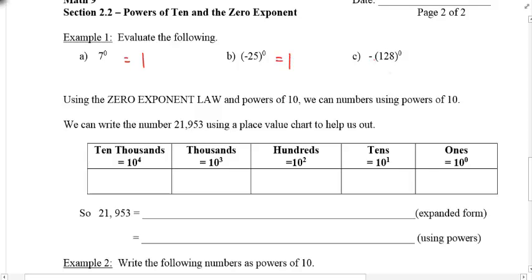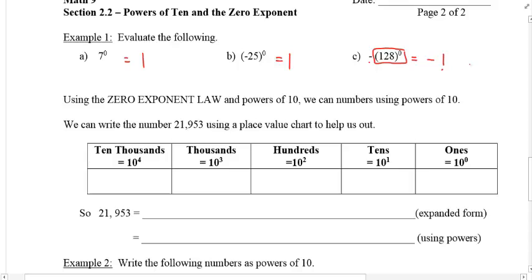Notice the negative sign is outside, so I'm going to evaluate this part first. So 128 to the power of 0, I know what that is. It's 1. But because there's a negative sign in front, this actually becomes negative 1. So once again, that part in red is 1. The negative just stays there. It's negative 1.